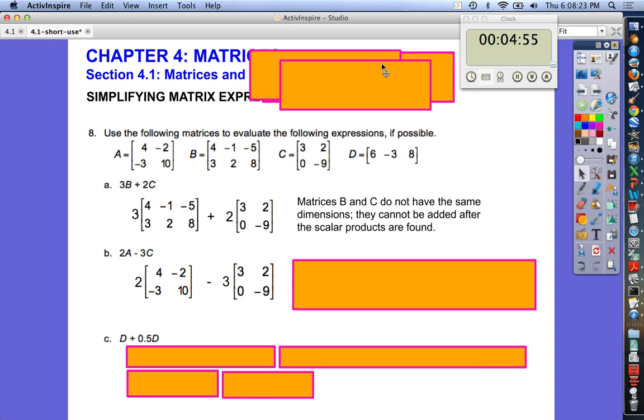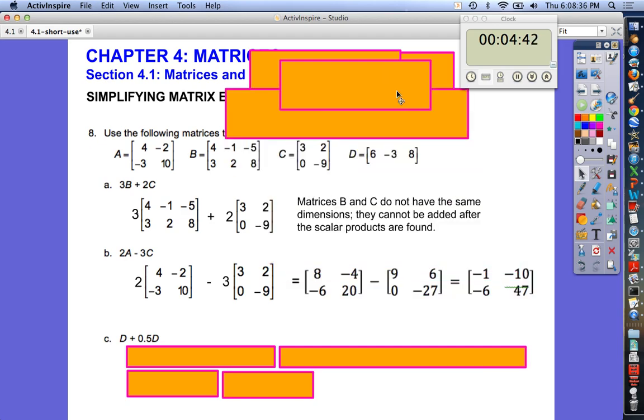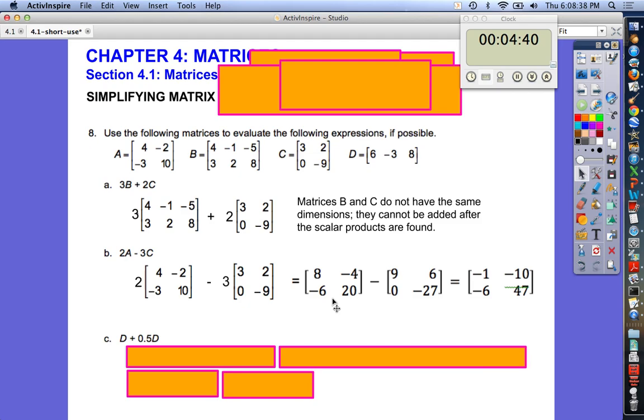When we look at this, 2 times A minus 3 times C, both A and C are 2 by 2s, so we know we can do this. We can scale each of those matrices. We can then subtract, and here are each of those matrices scaled. And then we have our resulting matrix at the end after subtracting.